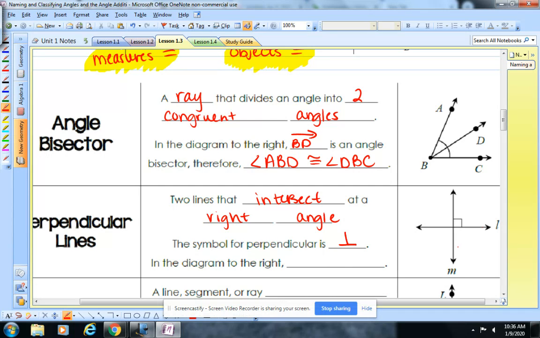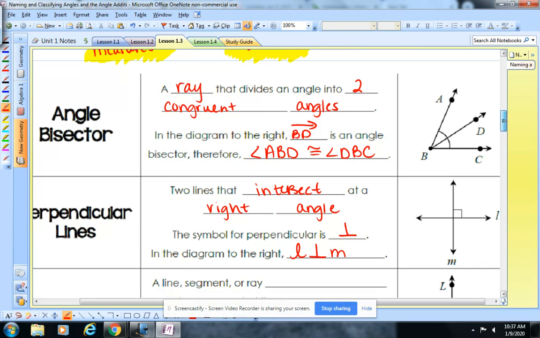So in this picture, I have line L and line M, and they form a right angle when they cross. So I would say line L is perpendicular to line M with the upside down T. So on our symbol sheet, if you see that symbol, that means perpendicular.